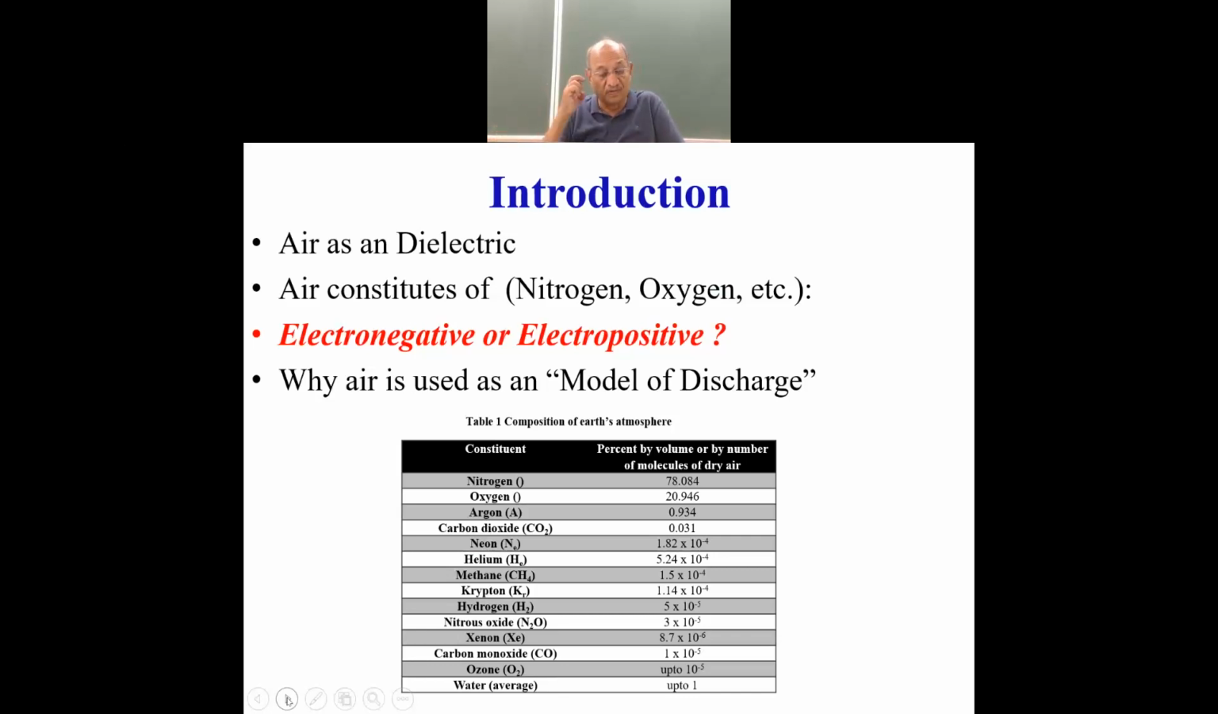So air is used as a model of electrical discharge. Why? Because it's very simple and very easy to work on atmospheric air as compared to any other gas in a controlled chamber. In case of air, you don't need to make experimental work necessarily under compressed gas. Some compressed atmospheric air work has also gone through. If you see the literature in high voltage engineering, the maximum number of applications, maximum number of work people have done is on atmospheric air.